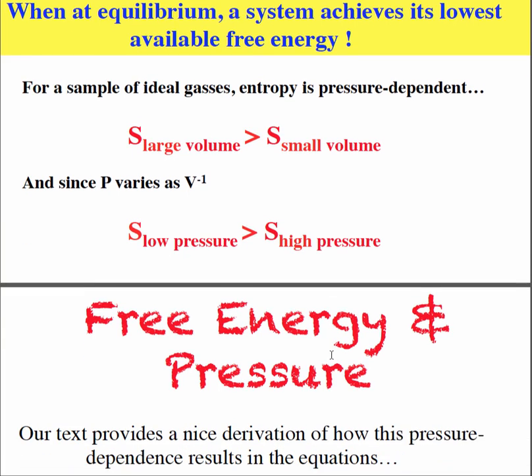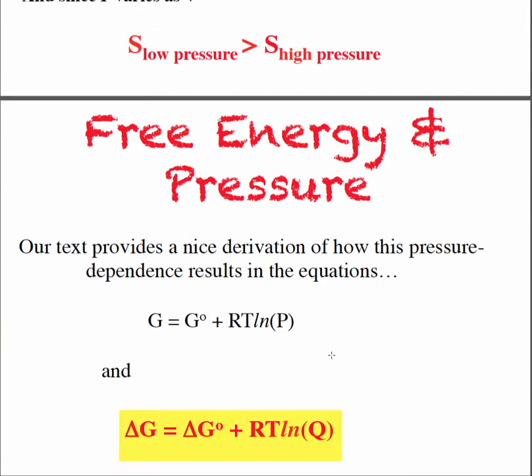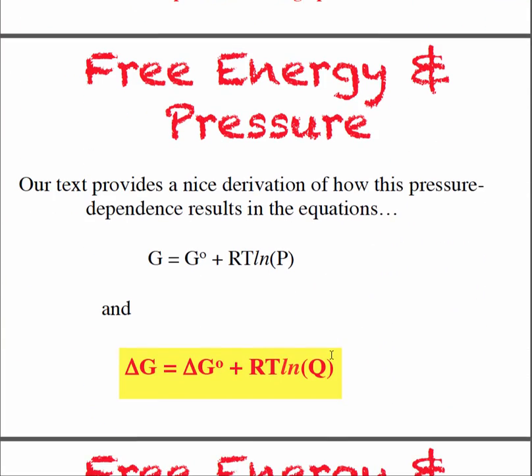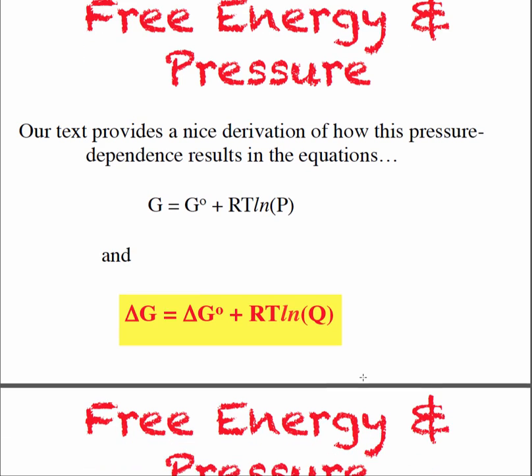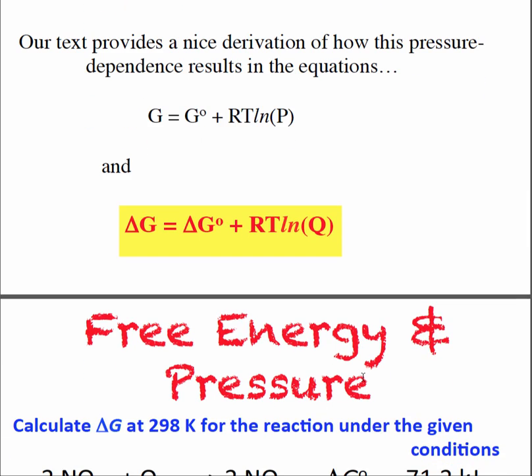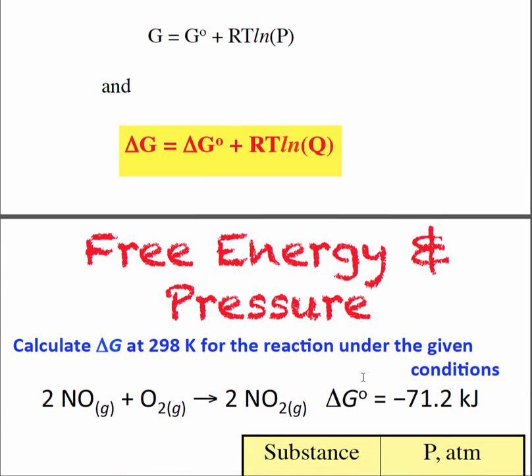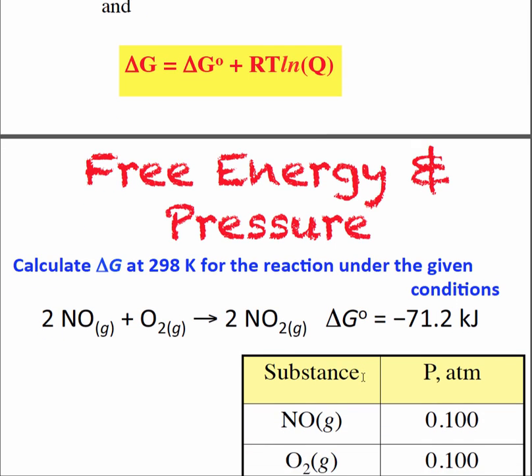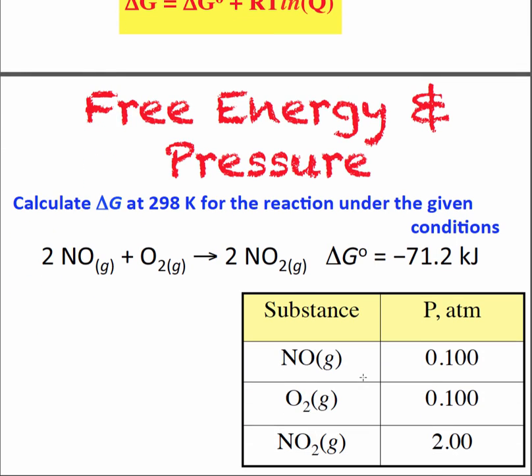Well, if you carry that logic out and do some calculations, it's not hard to show that the free energy change during a reaction is equal to the free energy change under standard conditions, plus or minus a little factor that depends on Q, and Q, think back to equilibrium, is our reaction quotient. This is especially important for gases because gases can vary in pressure quite a bit.